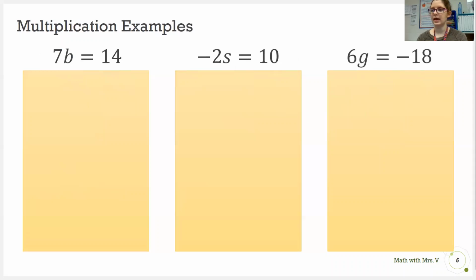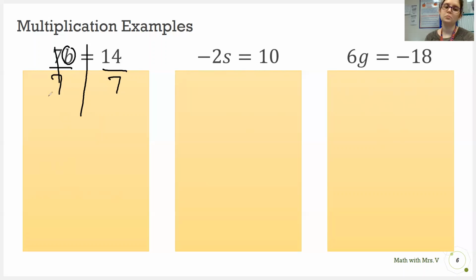Okay, so let's look at some multiplication examples. Remember, the opposite of multiplication is division, and we show division in this case by using the fraction method. So we're going to put a bar under each side. I still encourage you to put in your line, circle your variable. When we multiply and divide by the same number, it makes a 1. So we have 1b, but whenever we multiply anything by 1, it doesn't change.